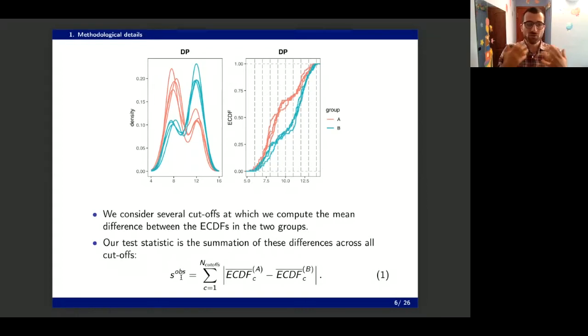Now, in order to translate this number into something like a p-value that allows us to perform differential testing, we cannot rely on asymptotic theory, because there is no asymptotic theory telling us how S behaves under the null.